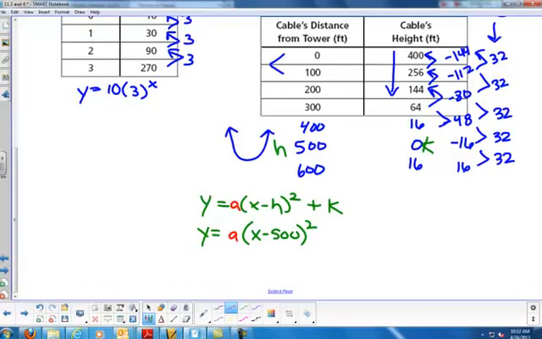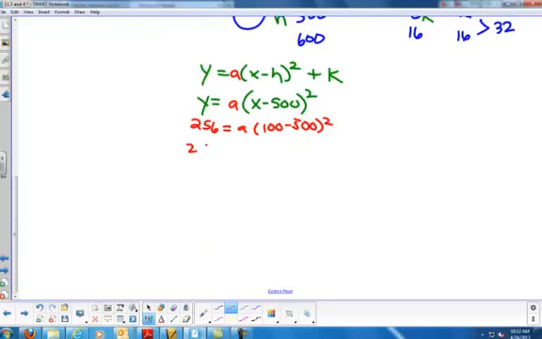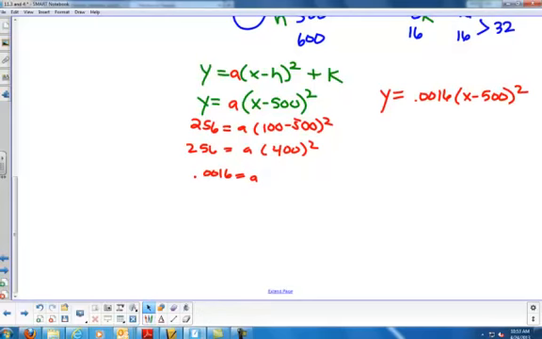So I'm going to pick a number. So 256 and 100 to figure out what my a is. So 256 equals a times 400 squared. So if I divide that out, then a is going to be 0.0016. So my equation, and we can check this on a graphing calculator, and it does work, is 0.0016 times (x minus 500) squared. Aren't you glad you learned vertex form?